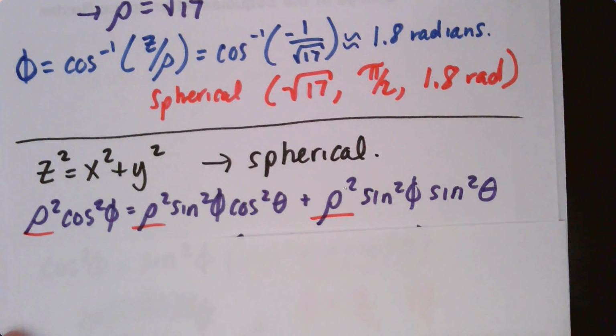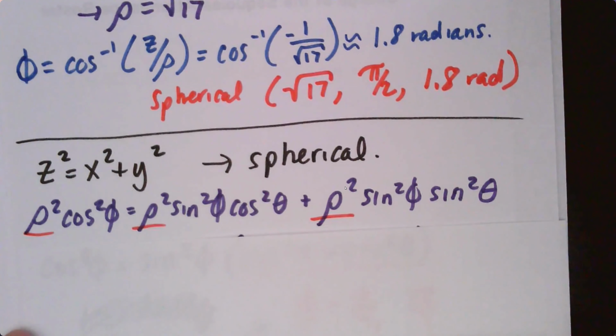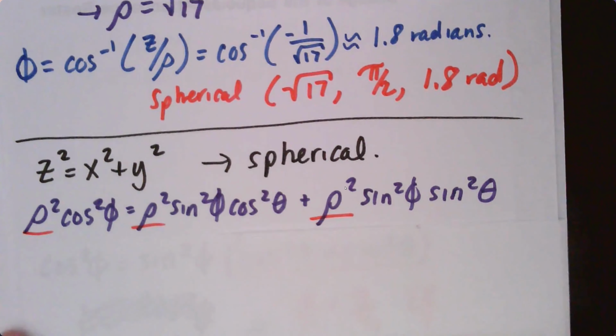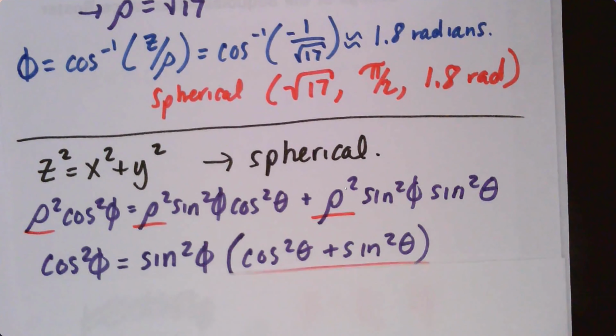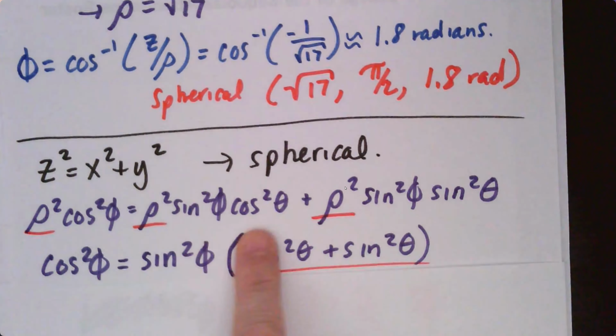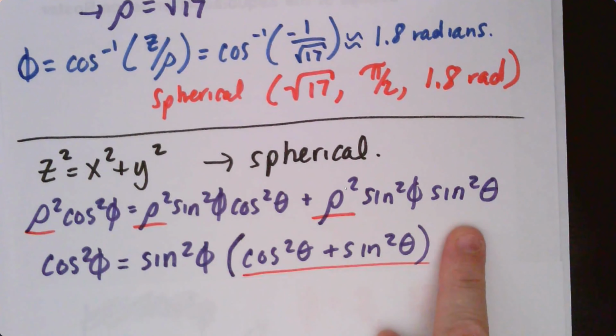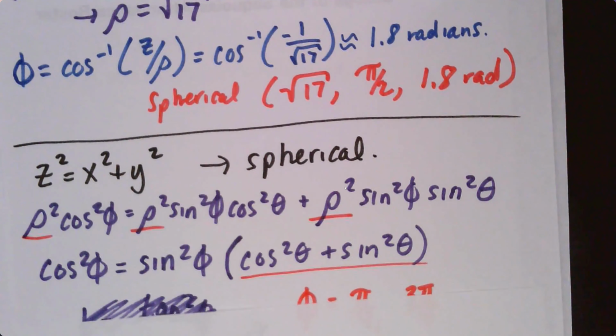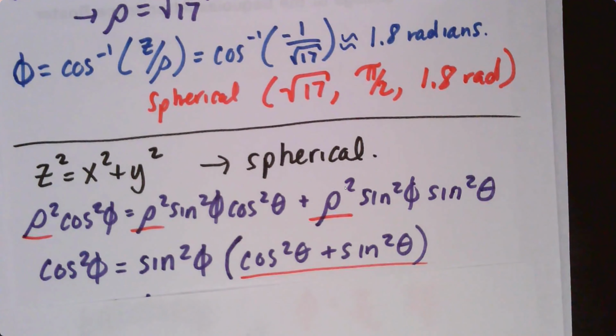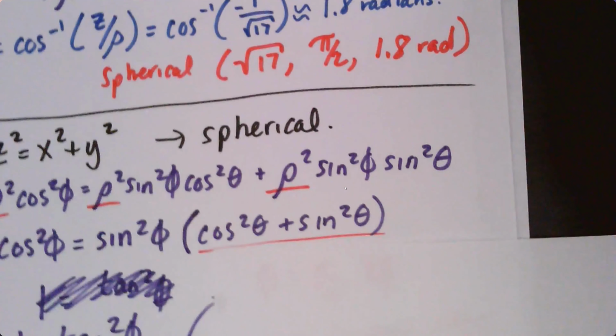Assuming that we have a real sphere and not just a point, rho doesn't equal 0. So I'm going to divide by rho squared. Dividing by rho squared gets me cosine squared phi on the left, and sine squared phi cosine squared theta plus sine squared phi sine squared theta. On this line I factored out the phi term, sine squared phi. That leaves behind cosine squared theta plus sine squared theta. As we know from trig, that equals 1. So I have cosine squared phi equals sine squared phi.